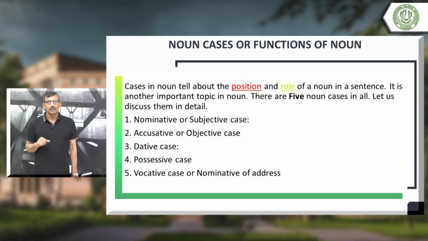Let's move on to the interesting part of this session, noun cases or functions of nouns. There are 5 cases of nouns. The first one is nominative or subjective case. The second one is accusative or objective case. The third one is dative case. The fourth one is possessive case. And the last one is vocative or nominative of address.